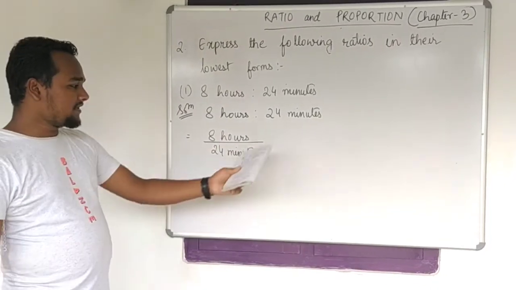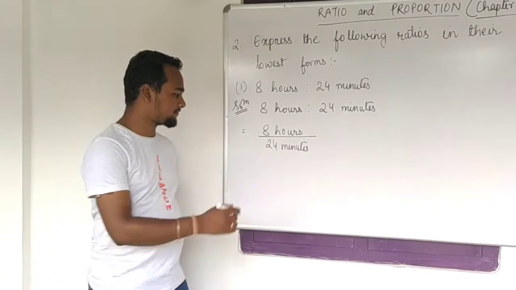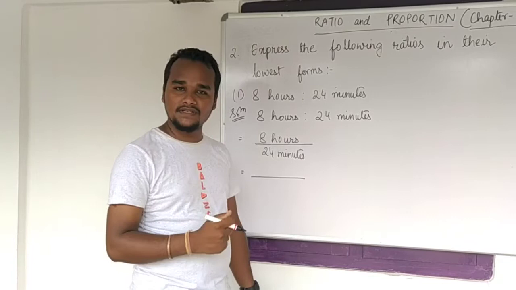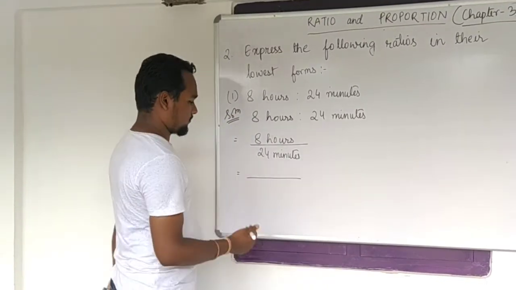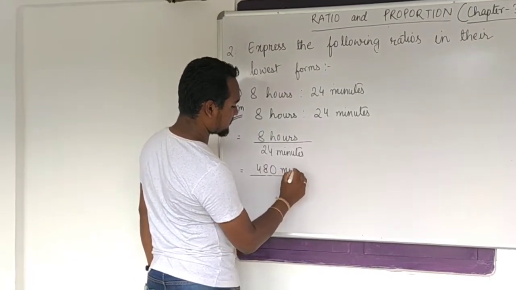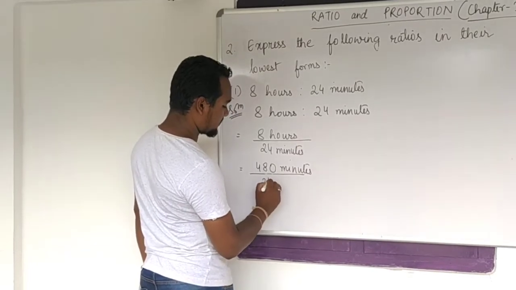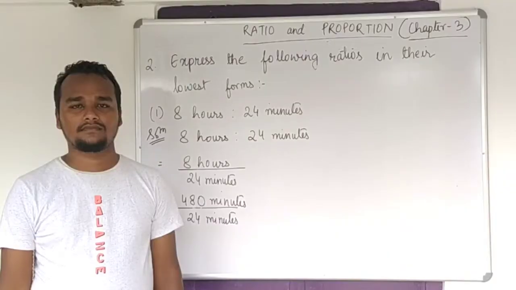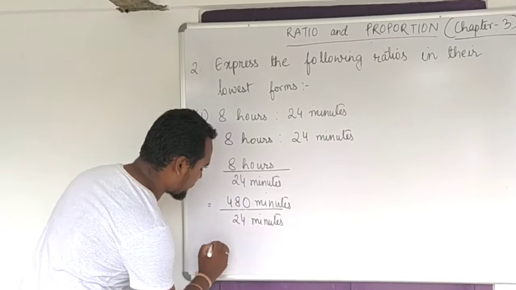Now in the next step, what are you going to do? You are going to convert this hour into minutes. Let us convert. 1 hour is equal to 60 minutes. So 8 hours is equal to 8 into 60, which is equal to 480 minutes by 24 minutes.